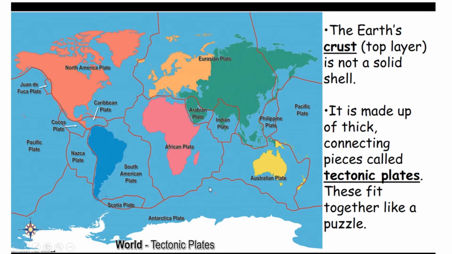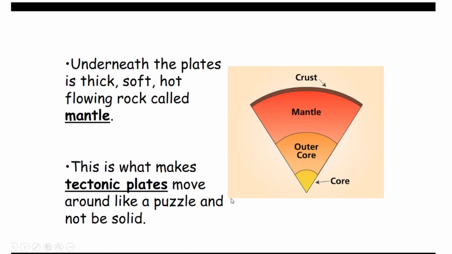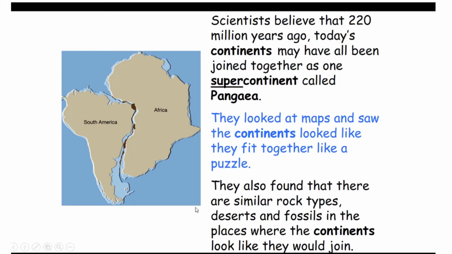So that's tectonic plates. And as we mentioned before, we just need to remember that underneath the crust is the thick, soft, hot, flowing rock, which we call the mantle. And that's how they're able to move around, because they're basically floating on the top of this mantle. Now, the tectonic plates have been moving around for millions of years. They don't move very fast, and you would never be able to tell that the tectonic plate that we're on is actually moving. And our tectonic plate is gradually moving away from America, very, very slightly every year.